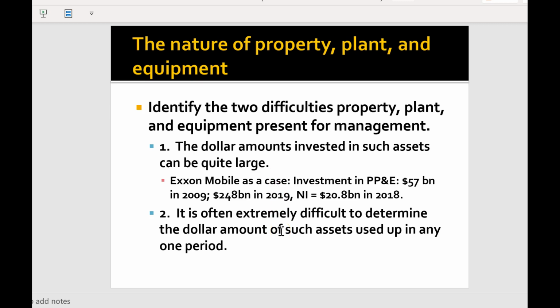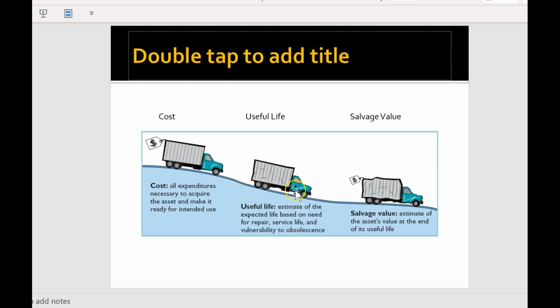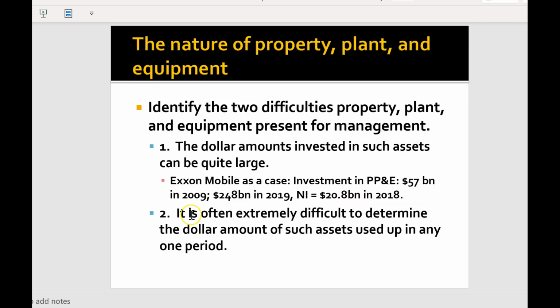Another difficulty is that it is difficult to determine the dollar amount of such assets used up in any one period. So we have to have some assumptions in this lecture that we are going to present. And you need to know all those from this previous chart: all those useful lives, each year's usage, and the salvage value, they are all estimations. So those are large numbers, and it's difficult to estimate from the beginning. So all our estimations could end up with some inaccuracies.